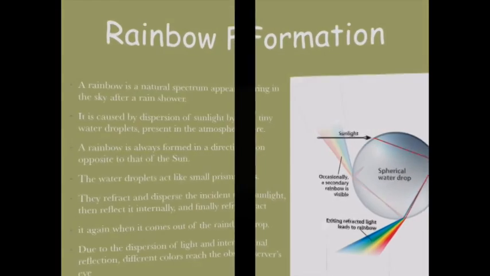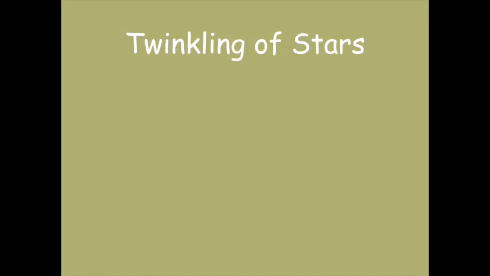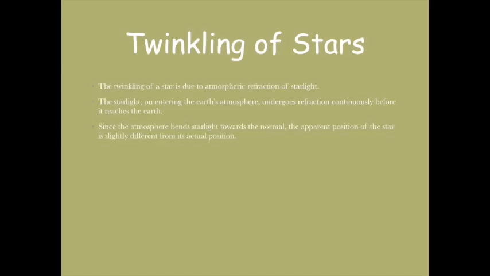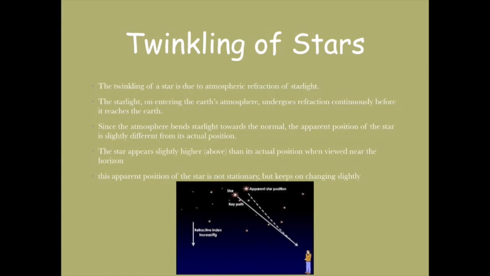Similarly, we have many interesting atmospheric phenomena. So we move on to atmospheric refraction, such as the twinkling of stars and the advanced sunrise and sunset. Now let's proceed with the twinkling of stars. The twinkling of a star is due to atmospheric refraction of starlight, right? The starlight on entering the Earth's atmosphere undergoes refraction continuously before it reaches the Earth. Since the atmosphere bends starlight towards the normal, the apparent position of the star is slightly different. The star appears slightly higher than its actual position. This apparent position is not stationary but keeps changing slightly, and this is why we see the stars twinkling. And this is a representation of what actually happens. Please have a look.